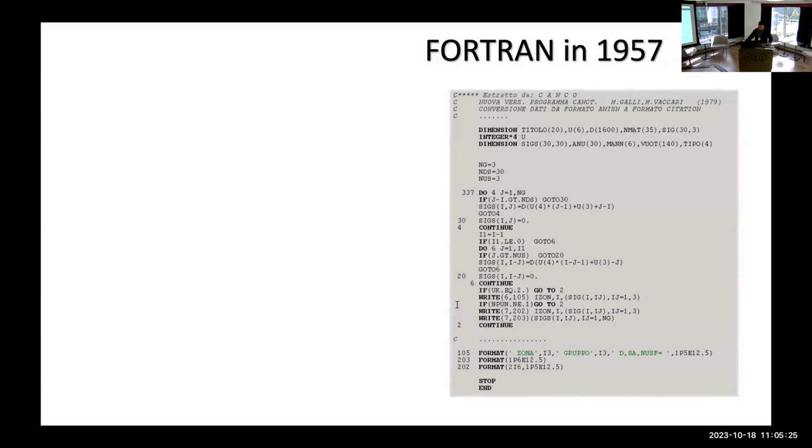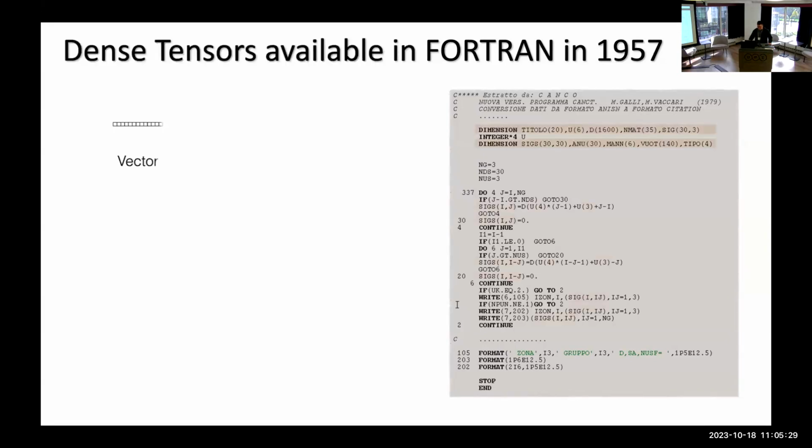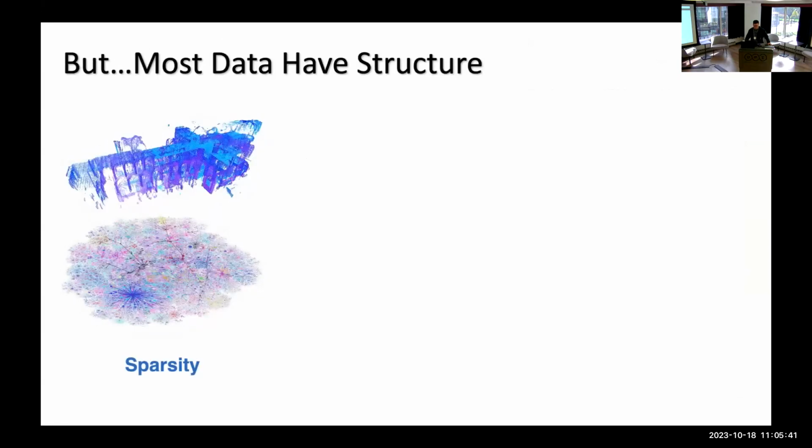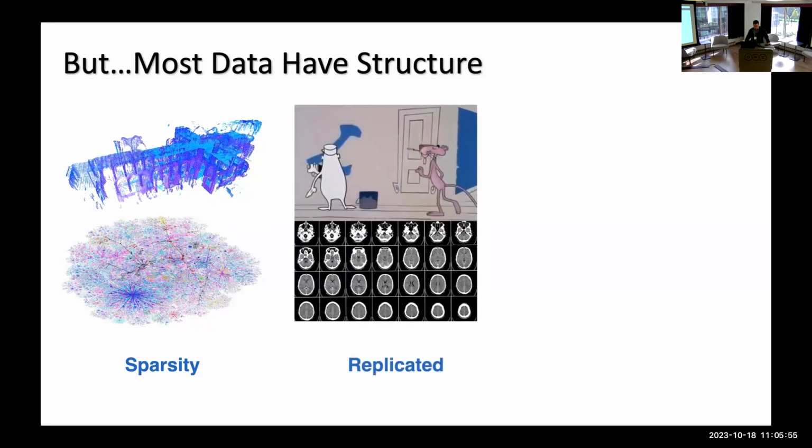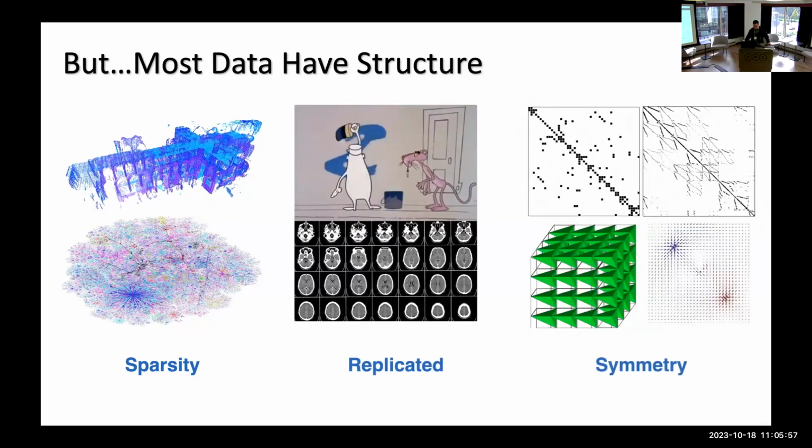In 1957, Fortran already introduced array programming, where arrays can be vectors, matrices, or high dimensional tensors, but they are always dense. However, real world data is mostly structured. For instance, many tensors and graphs are sparse. And as you can see in this video, many values are replicated and some data is symmetric.